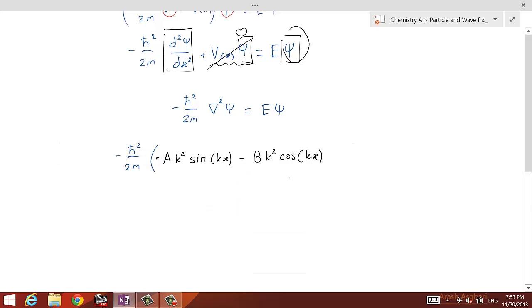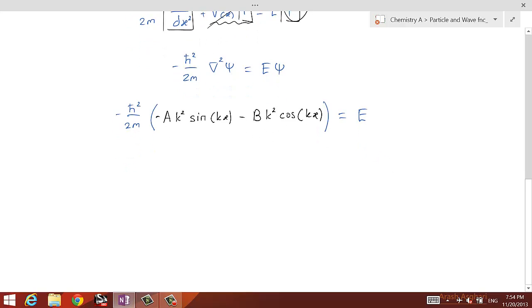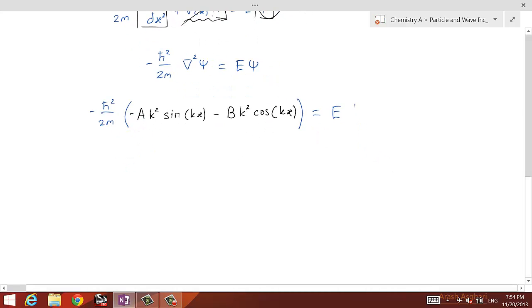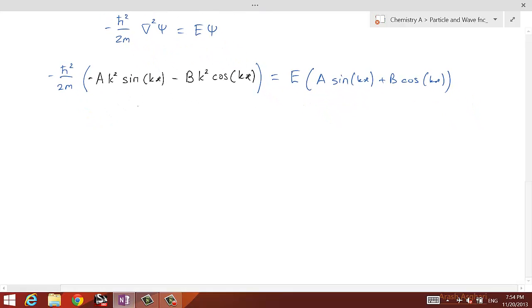Okay, now equal to E, and my original function, which is a sine kx plus b cosine kx. Okay, now I want to move this thing around here. I move this part to hit this part.